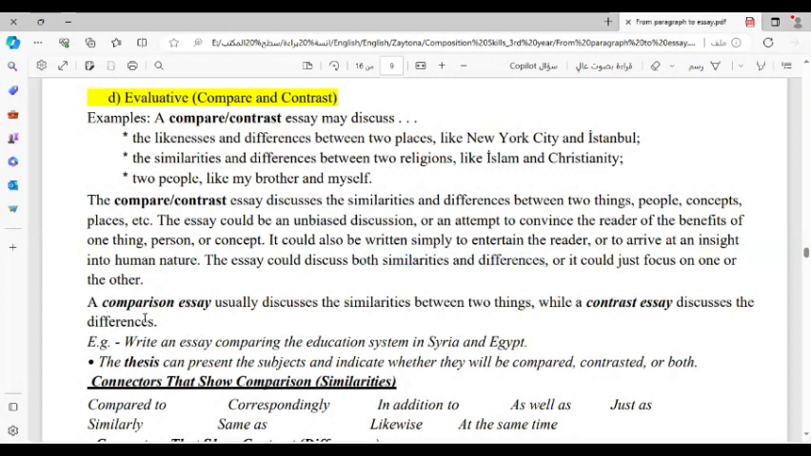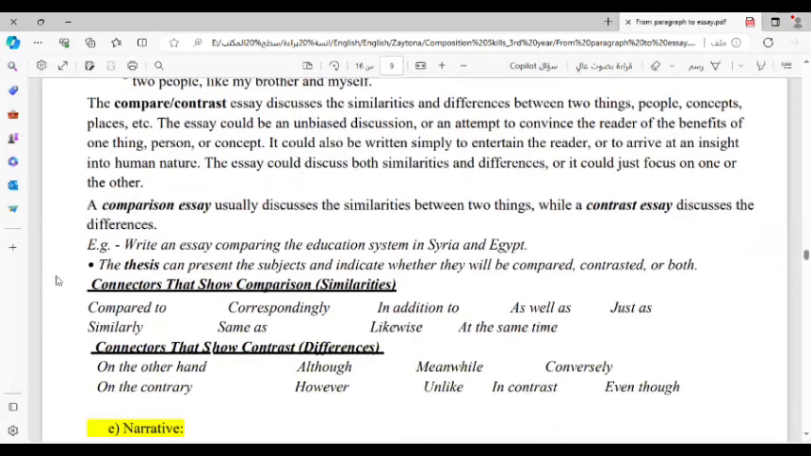So it is very important to know the difference between a comparison essay and a contrast essay. Sometimes we say compare essay or comparison essay. A comparison usually discusses the similarities between two things, two people, or two places, for example, while a contrast essay discusses the differences.